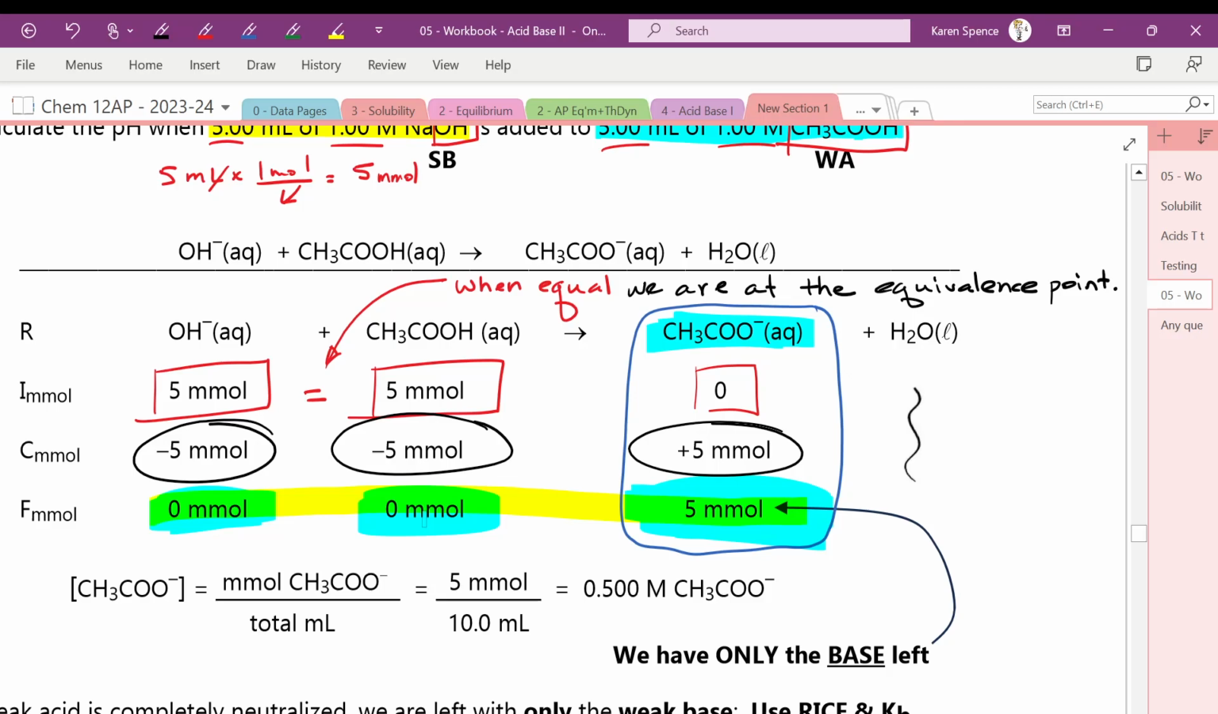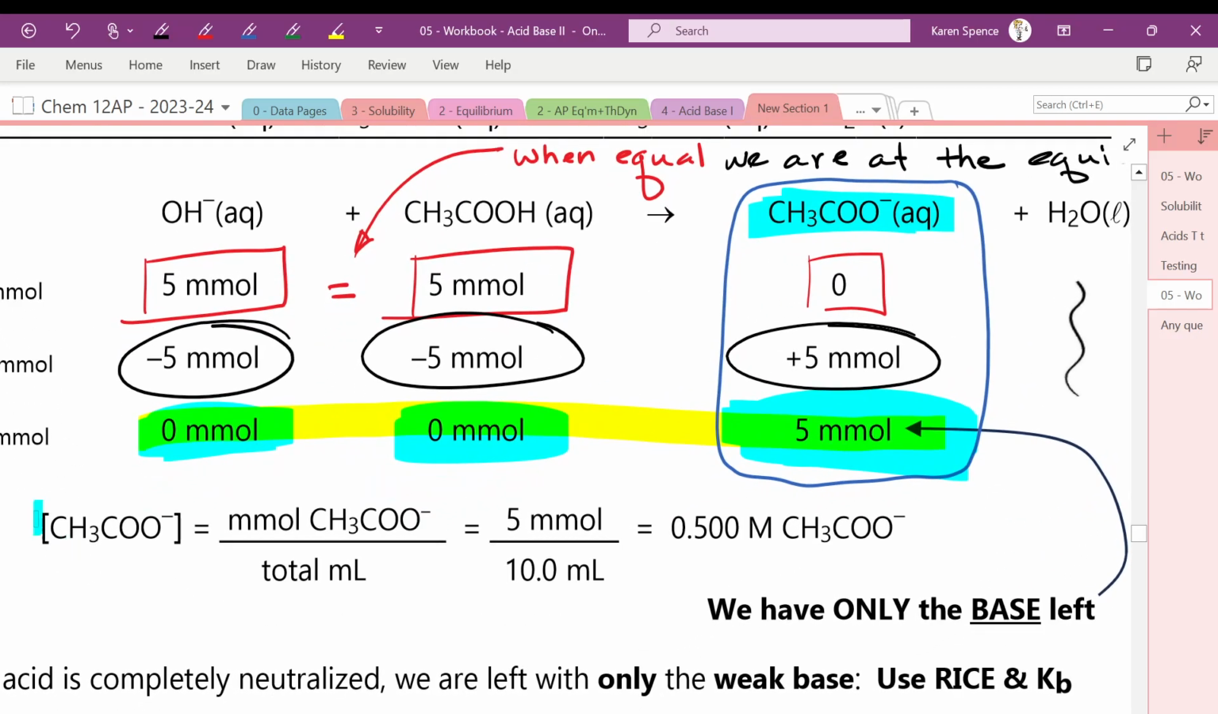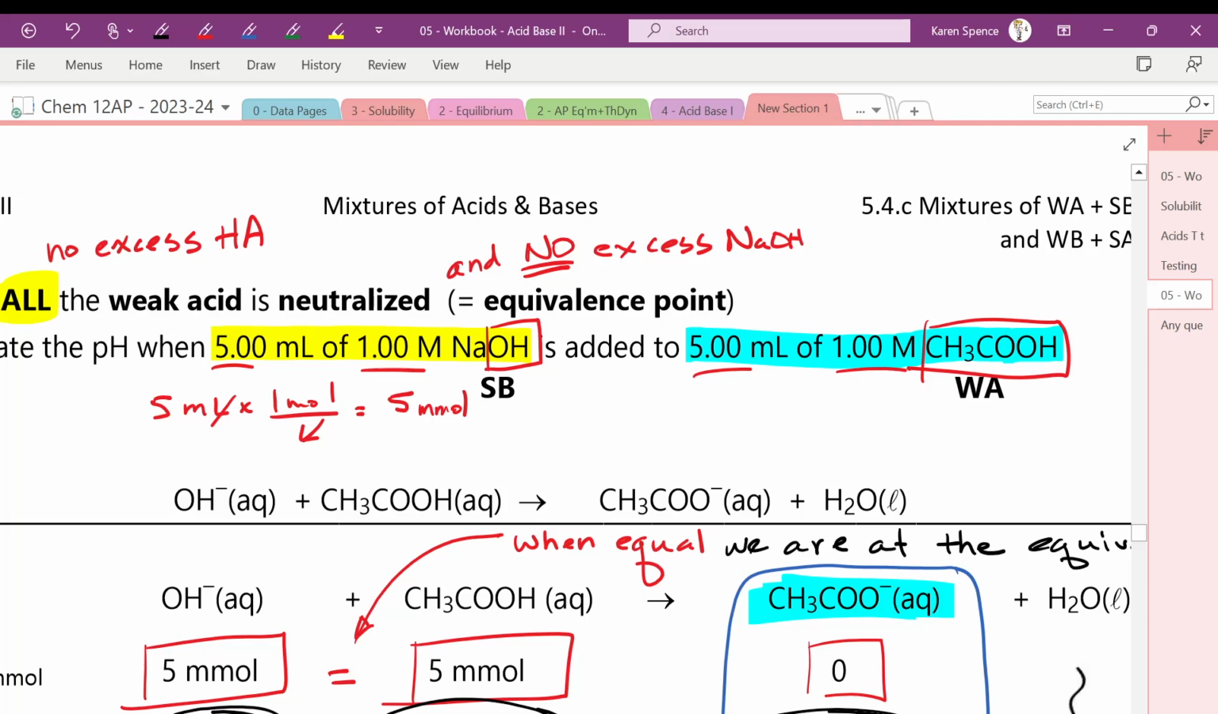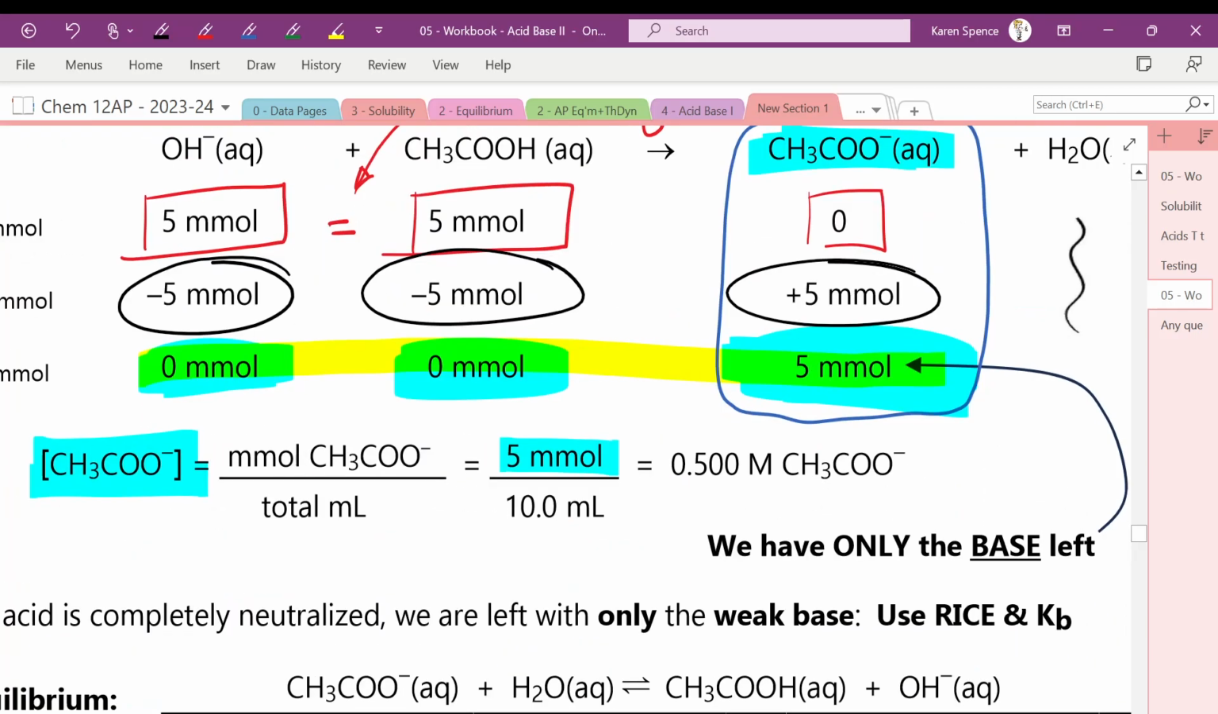So we're going to find our concentration of the one thing we have, CH3COO minus. 5 millimoles is how much we have left. What is our total volume? Go back to the question. What is the total volume? We have 5 milliliters and we have 5 milliliters. So our total volume is 10 milliliters. And so we do the division, and now we know the concentration of CH3COO minus.